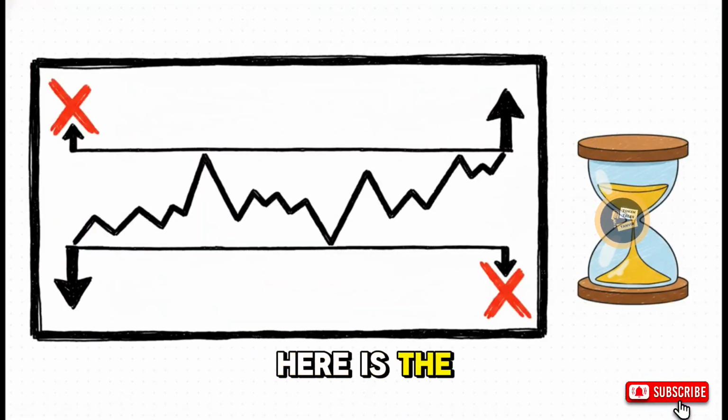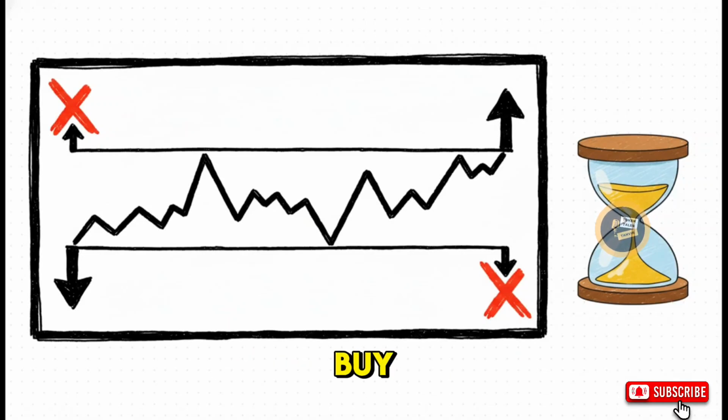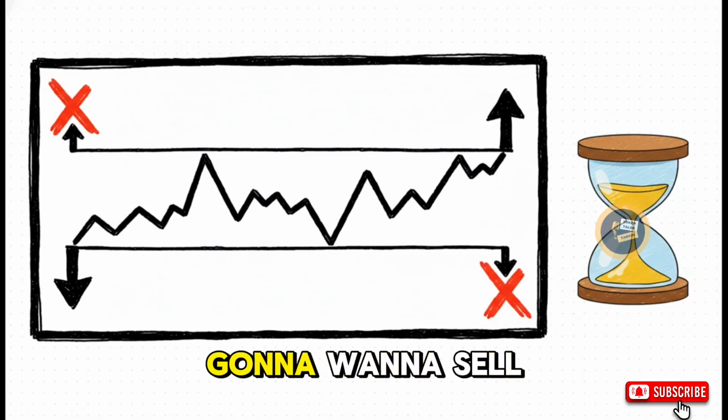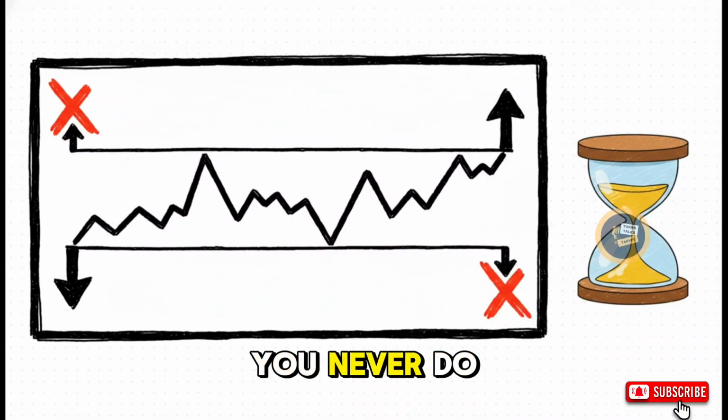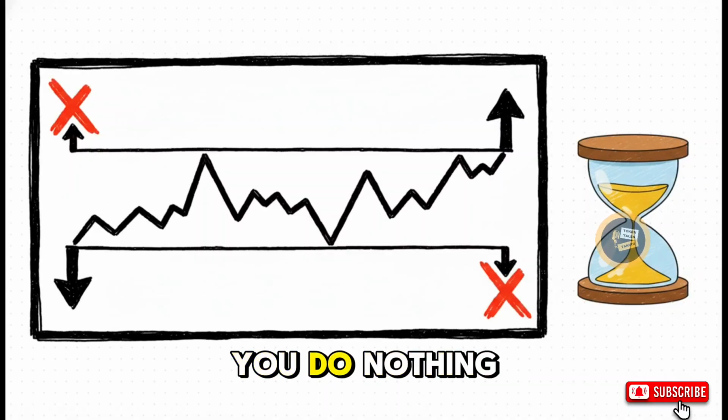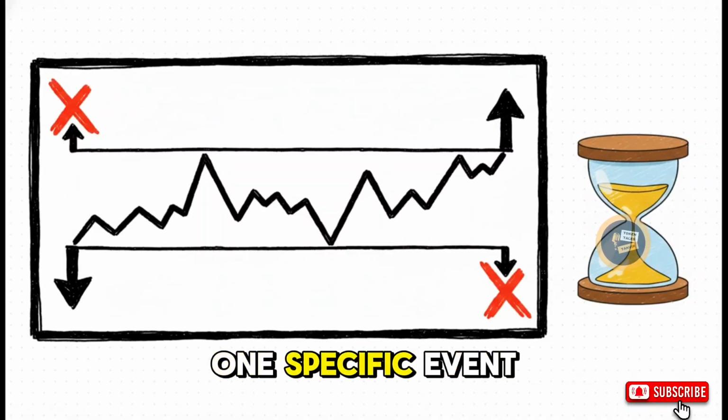Okay, here is the absolute critical point. You have to fight your first impulse. When the price hits the top of that box, everything in you is going to scream buy. When it hits the bottom, you're going to want to sell. The strategy is crystal clear. You never do this. You don't buy or sell just because it touched the boundary. You do nothing. You wait for one specific event.